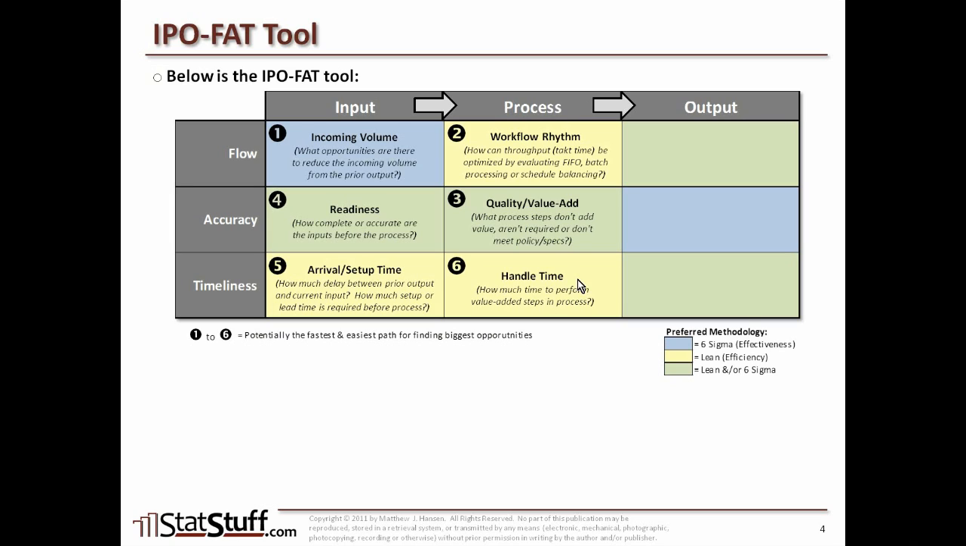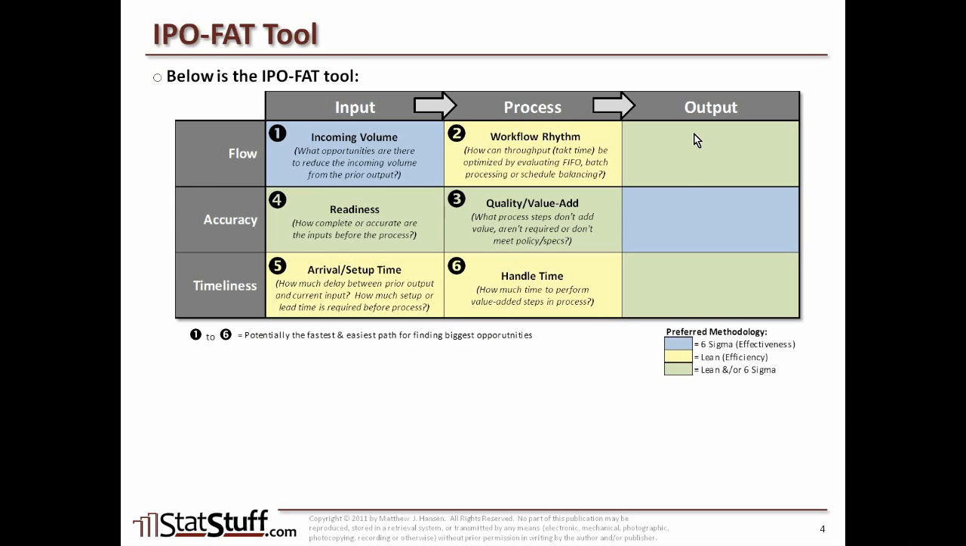That is, what is the amount of time that's being spent for the actual value-added steps that we have in the process. Now these are the 6 basic steps, and we have a certain order in here that I'll get into in just a second. But these are the 6 basic things that we would want to suggest that we look at when we're looking at it from an IPO-FAT perspective.